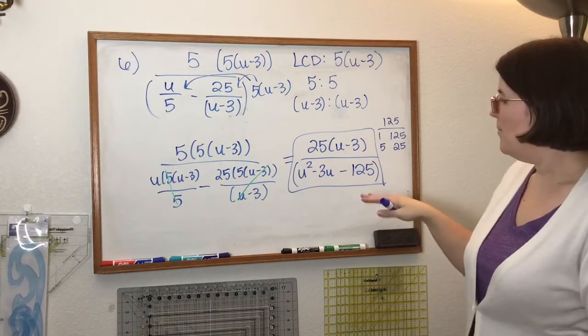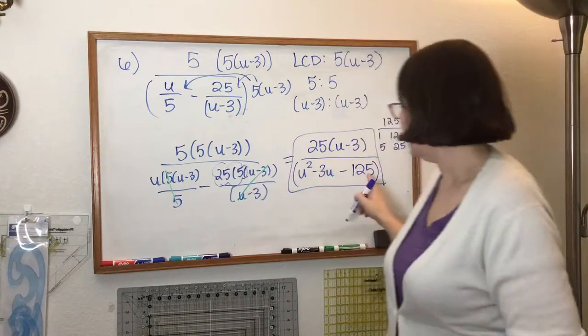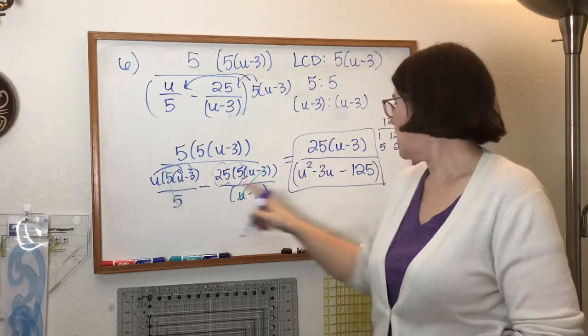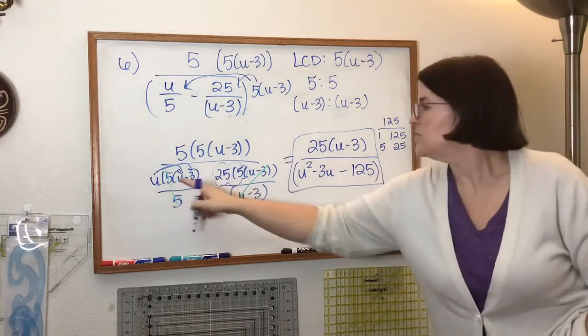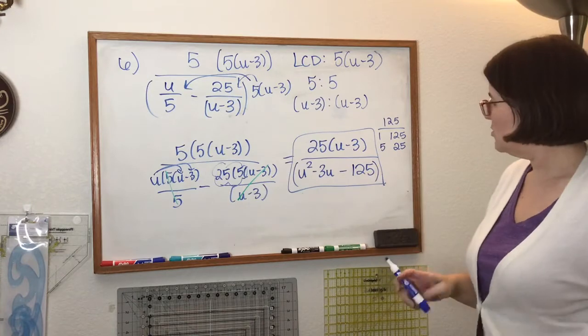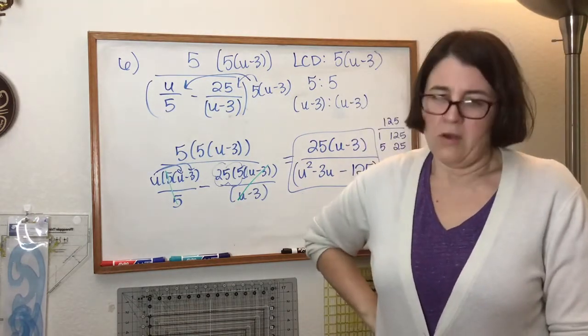So I'm finished. Okay? So what happened is this piece that was left multiplied to the 125, and this u distributed to the u and the 3. That's where I got the u squared, u times 3 gave me the 3u, and 25 times 5 gave me the 125.